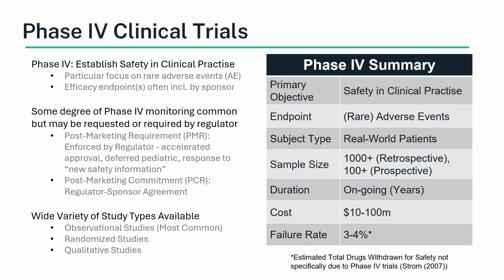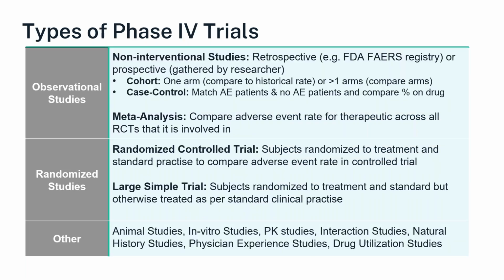So in terms of what phase 4 trials look like, there's a wide variety of different types of study or trial that are out there. But I'd say there are 3 main ones, and the first 2 are really the ones that are important here, which are observational studies and randomized studies. But there may also be qualitative studies which are useful to give additional information. So I'll mostly focus on these first 2, observational studies and randomized studies.